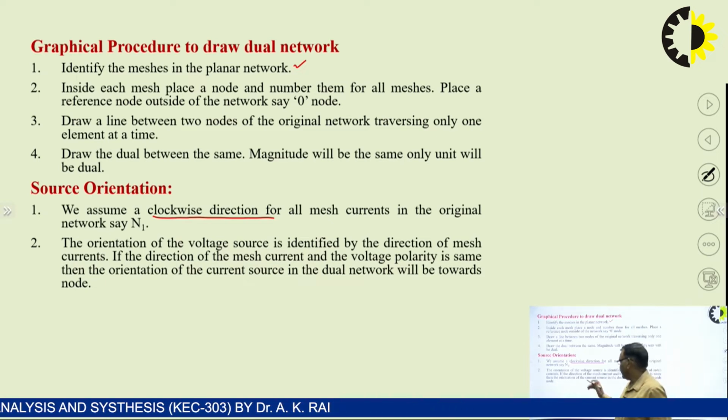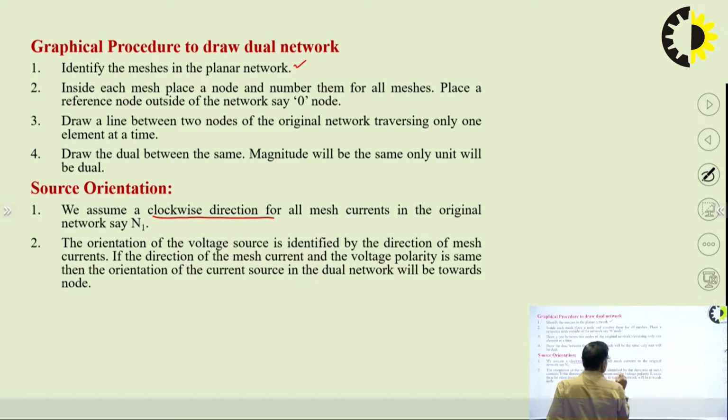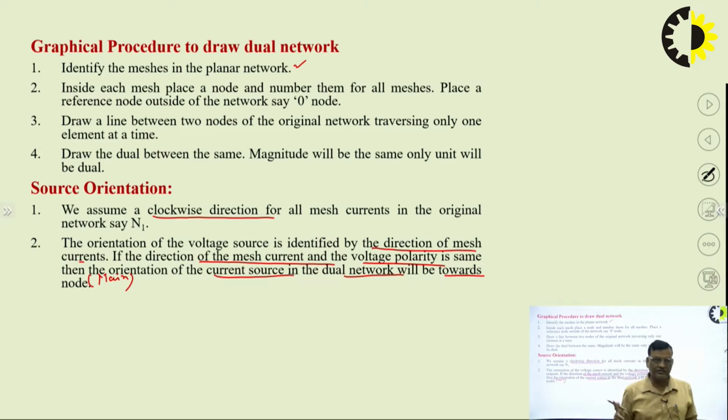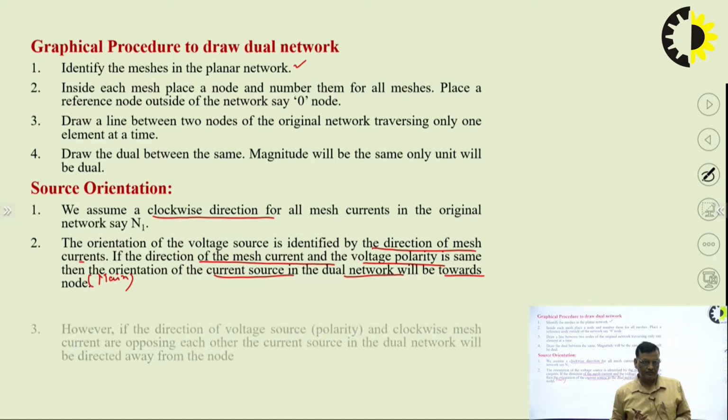Then the orientation of the voltage source is identified by the direction of the mesh current. If the direction of the mesh current and the voltage polarity is the same, then the orientation of the current source in the dual network will be towards the node. Node means there are two types of node, main nodes and reference node. So towards node or away from node is with respect to the main node. We have nothing to do with the reference node. We only consider the main node.